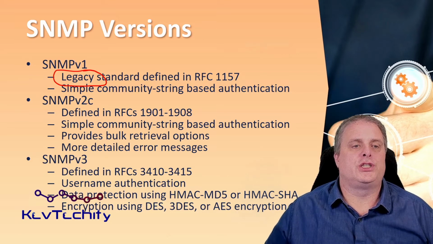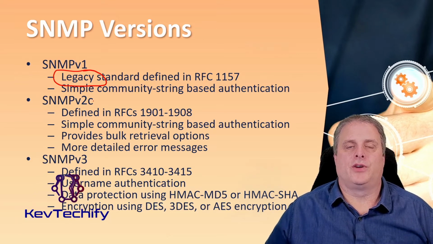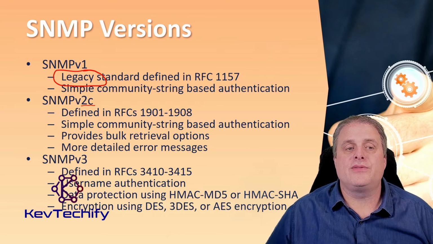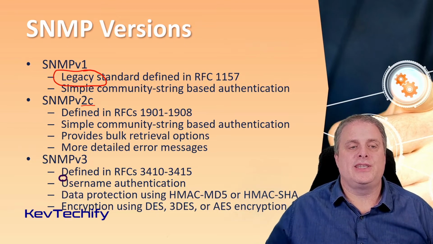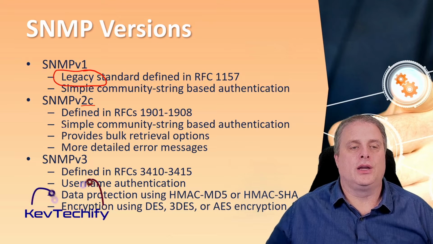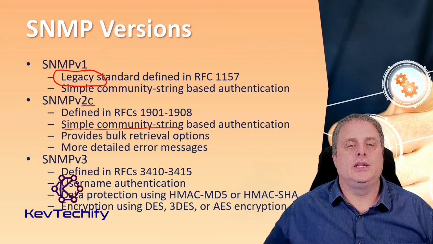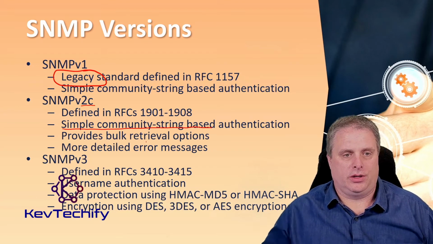SNMP version 2 had a couple subversions. It had 2A, 2B, and 2C is the current version of 2. A lot of devices use 2C. It's simple to set up because it uses that same simple community string, that one clear password. You can look at it.